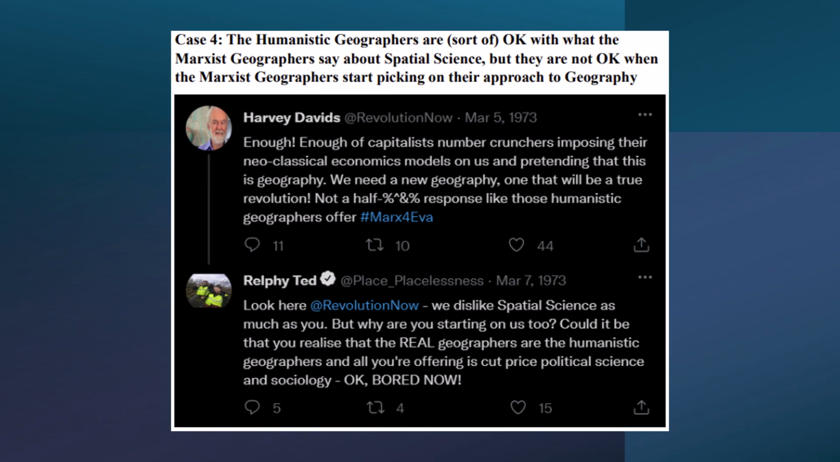And then Ralphie Ted, who is in no way related to Ted Ralph, comes and says, look, we don't like spatial science either, but why are you picking on us? And anyway, your approach sucks. So this is potentially the start of an argument between a Marxist geographer and a humanistic geographer, or potentially, if you want to, an argument between a Marxist and a humanistic geographer, and then a spatial scientist could possibly get involved in it. Now, what's up to you really with this option is to see what happens after this. How does this argument progress?